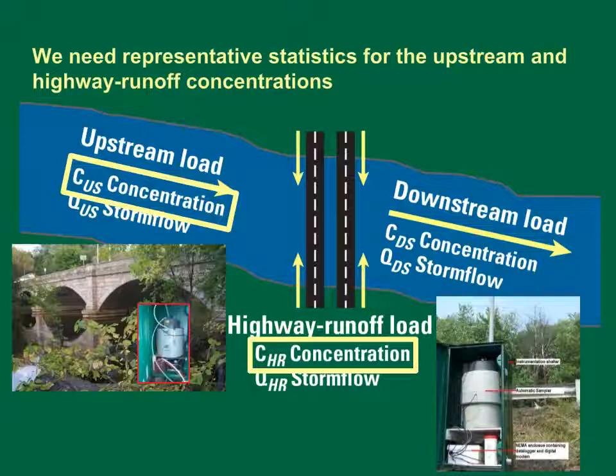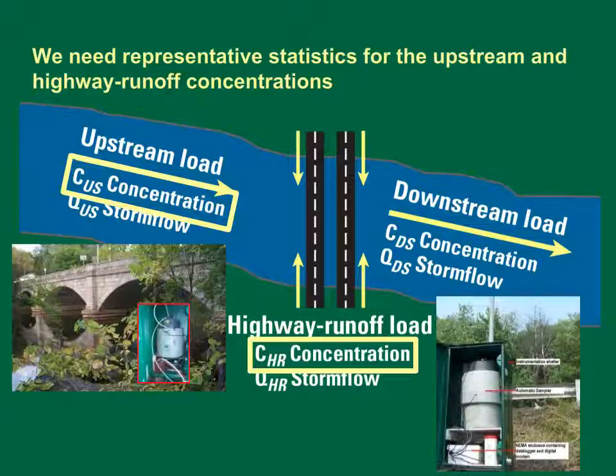To simulate stormwater quality with SELDM, we need representative statistics for the upstream and highway runoff concentrations. The schematic diagram shows a stream with a highway crossing. The upstream load for each runoff event is the product of the upstream concentration and flow. The highway load is the product of the highway concentration and runoff flow. The downstream load is the sum of the components for each event, and the downstream concentration is the load divided by the sum of flows.